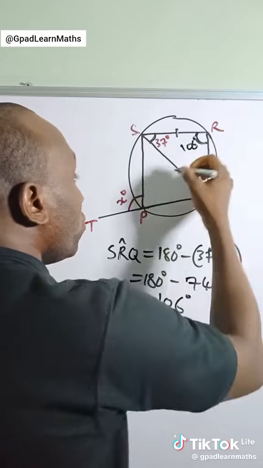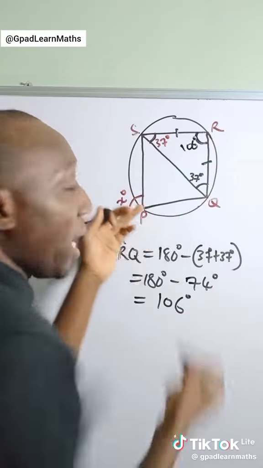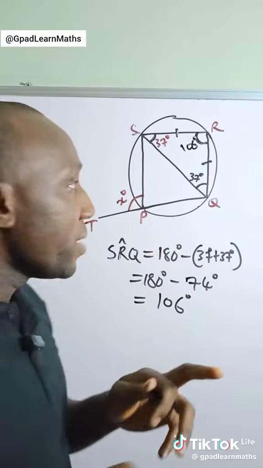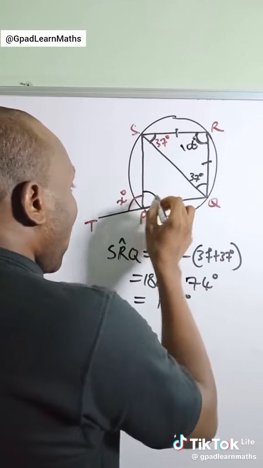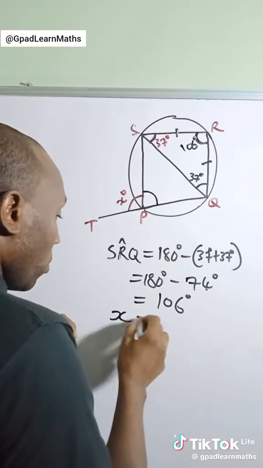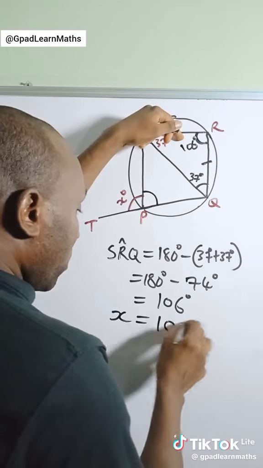And like I told you, the opposite angles add up to 180 degrees. But do you know, I don't even have to find this angle? I can easily just get X. X here is equal to 106 degrees.